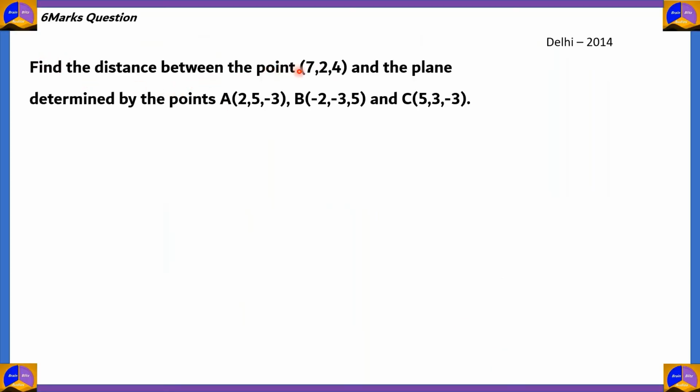Find the distance between the point 7, 2, 4, and the plane determined by the points A (2, 5, minus 3), B (minus 2, minus 3, 5), and C (5, 3, minus 3). So over here, we have the points A, B, and C, which are points present in a plane. When we're asked to find a plane determined by the points A, B, C, it is understood that these are non-collinear.